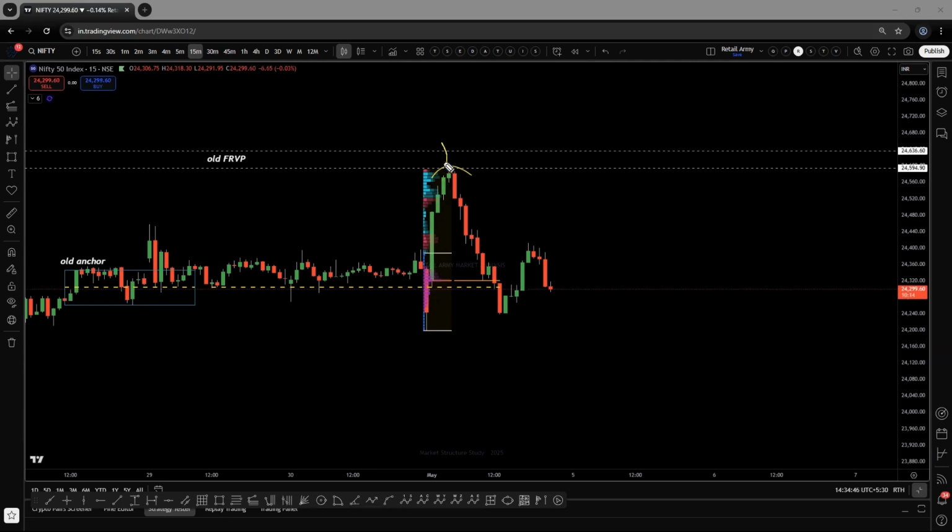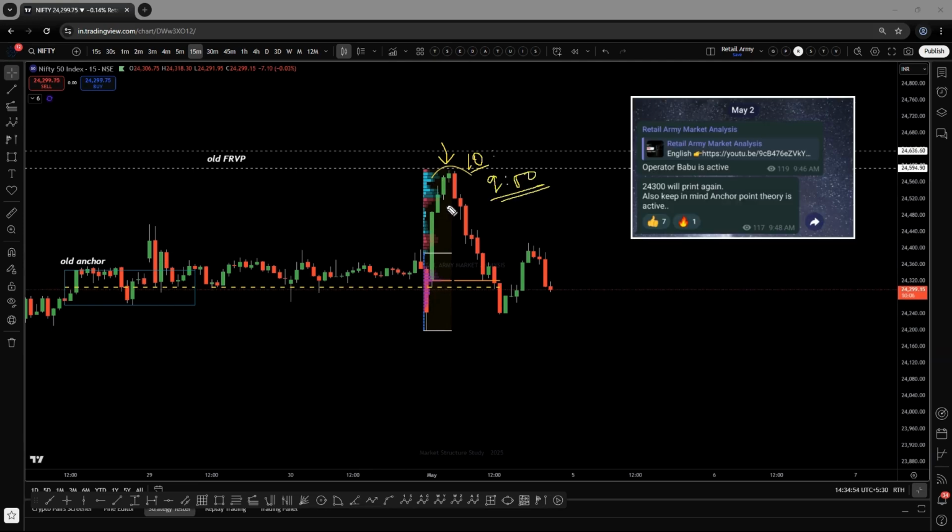Towards the top, right near the top, this was around 10 o'clock in the morning, and around 9:50, I put a message in the Telegram group. Those who are in the Telegram group for market updates, I put a message there that there is operator activity going on in this move at the 24,300 level. So this level here is 24,000, nearly 600, right? Almost near 600. So 24,300 will be printed again. This level has to come back again, right? This is what I told you.